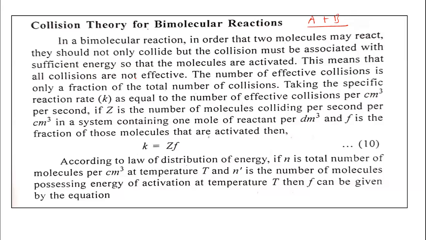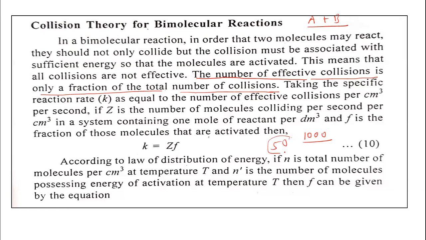This means that all the collisions are not effective. The number of effective collisions is only a fraction of the total number of collisions. Suppose the total number of collisions is 1000, but out of that, the effective collisions are only 50.